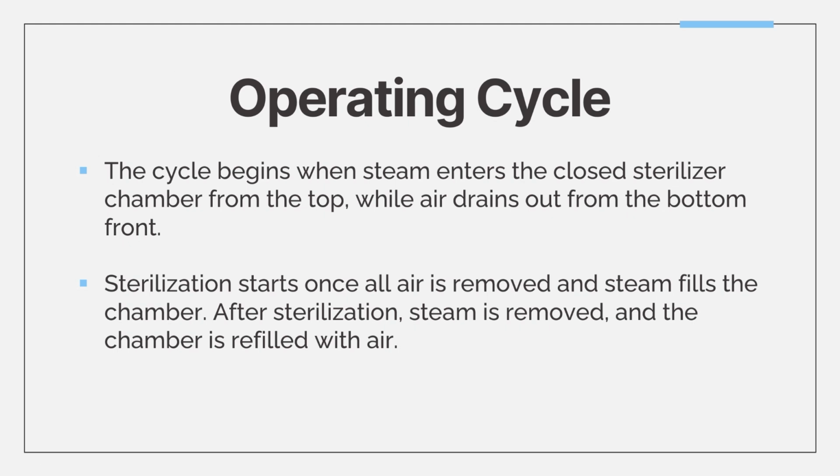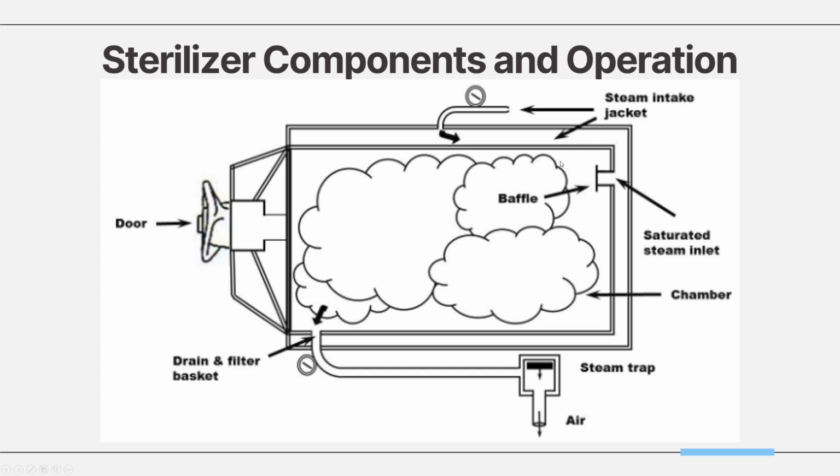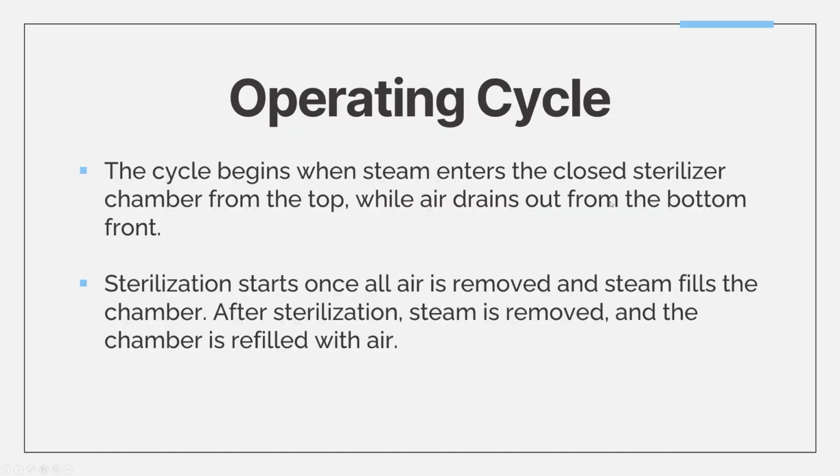All right, so the operating cycle. So the cycle begins when steam enters from the top while air is pushed out from the bottom front through the drain. So it enters through the top here. And then air is usually displaced or drained from here. Sterilization begins only when the chamber is full of steam and all air is removed, ensuring proper heat transfer.